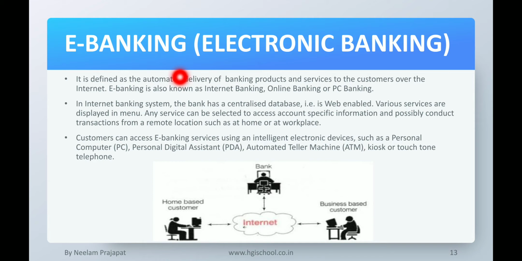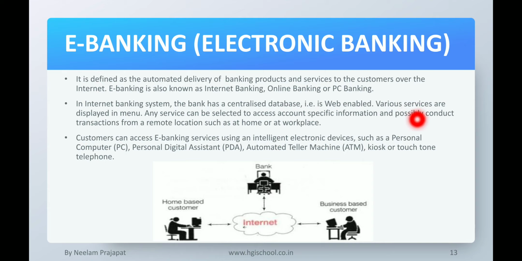Another service is e-banking, electronic banking. It is defined as automated delivery of banking products and services to the customers over the internet. E-banking is also known as internet banking, online banking or PC banking. So in this, the bank has a centralized database that is web enabled. It is online. The data can be accessed with the help of the internet.